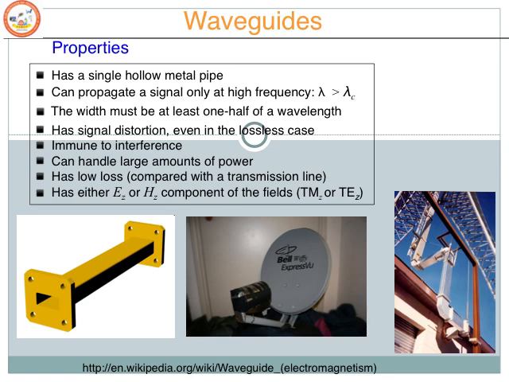Let us have a repetition of the properties again. First property, it is a single hollow metal pipe. Second, it can propagate a signal only at high frequency, so lambda is greater than lambda c, and the width must be at least 1/2 of the wavelength. It has signal distortion even in the lossless case. Next, it is immune to interference, and it can handle large amounts of power. It has low loss compared with the transmission line, and it has either EZ or HZ components of the fields.